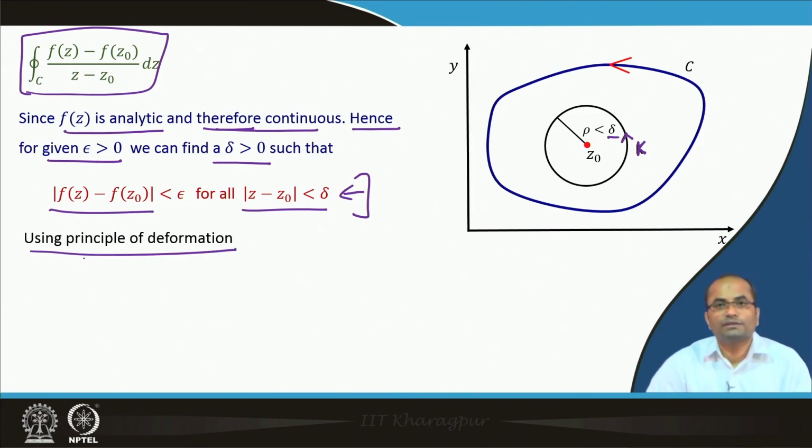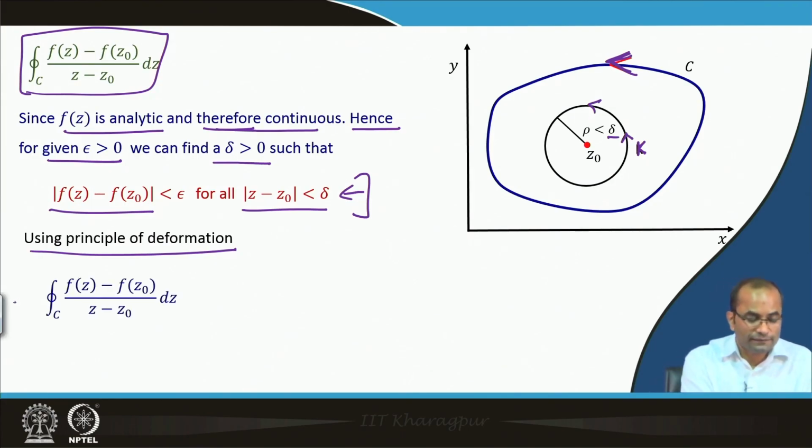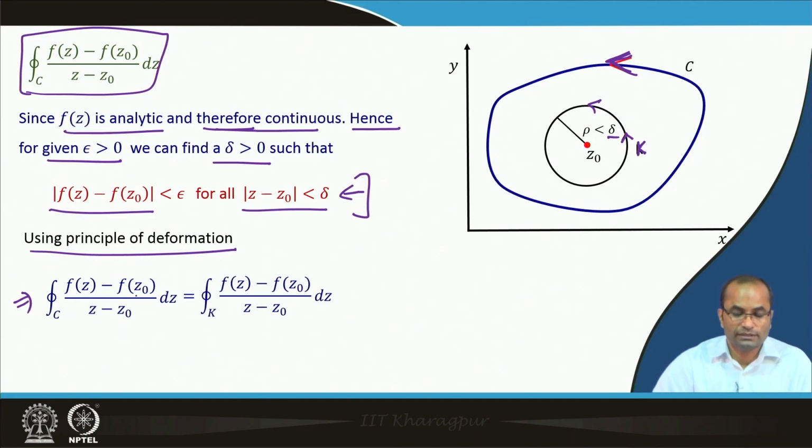Using now the principle of deformation. Just to recall what the deformation says: instead of taking this integral over C, we can also do it over any other curve, and the value will be the same. This is what we have learned before. So, the deformation principle says that this integral of (f(z) minus f(z0)) over (z minus z0) dz will be equal to the same integral over the other curve. That we have already learned.